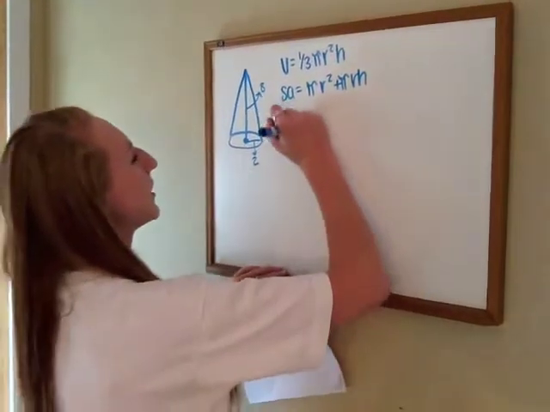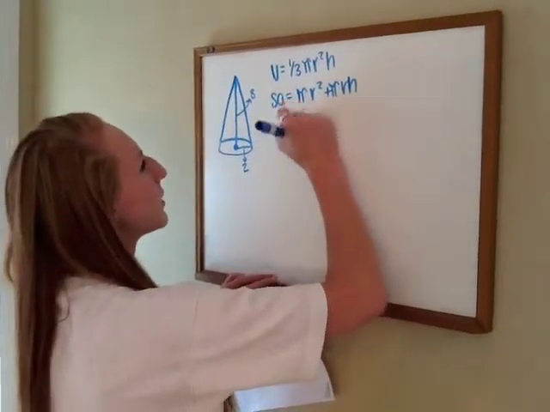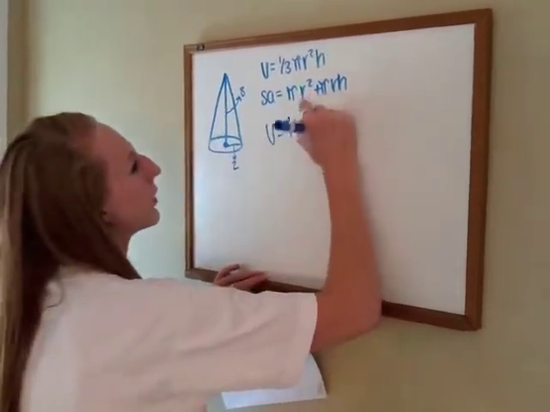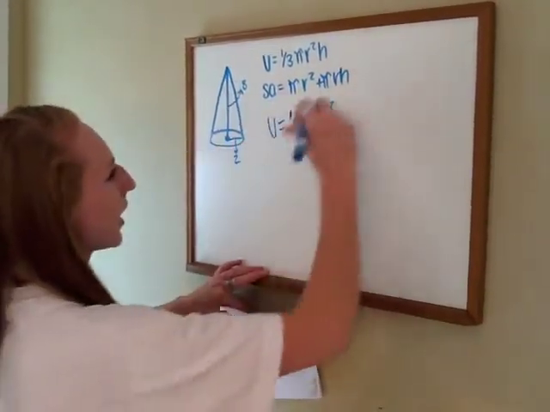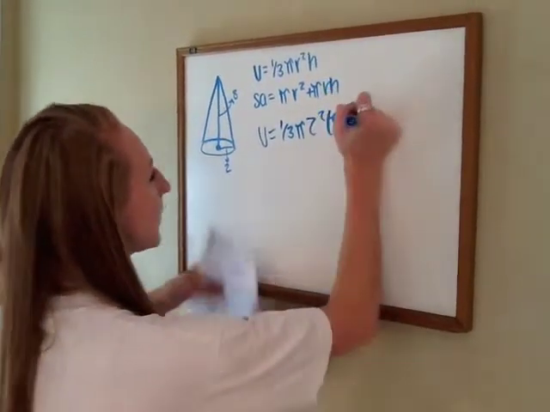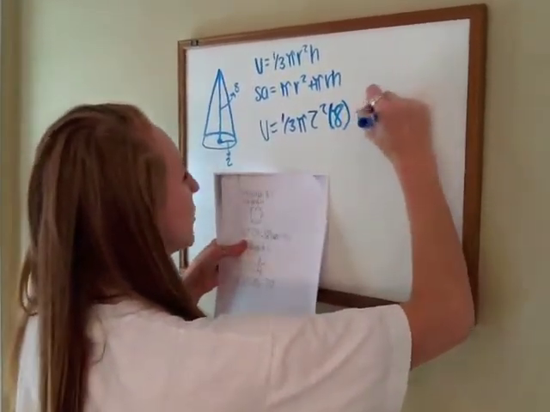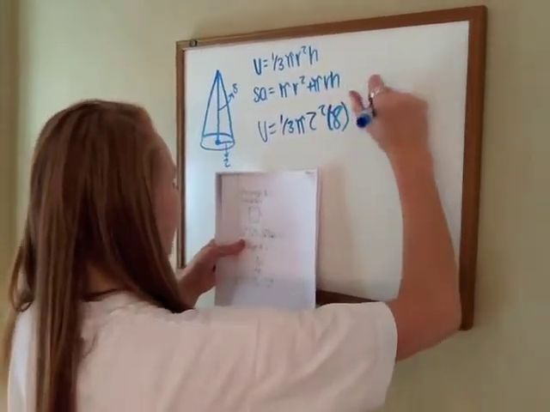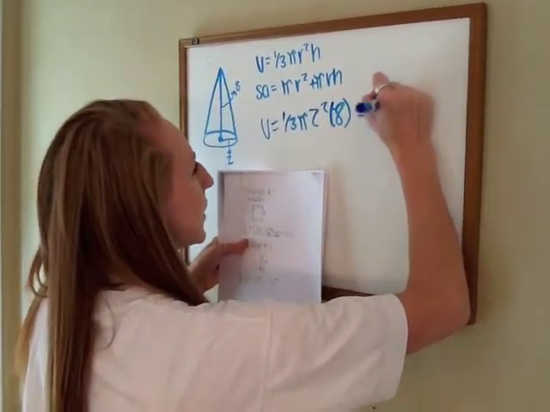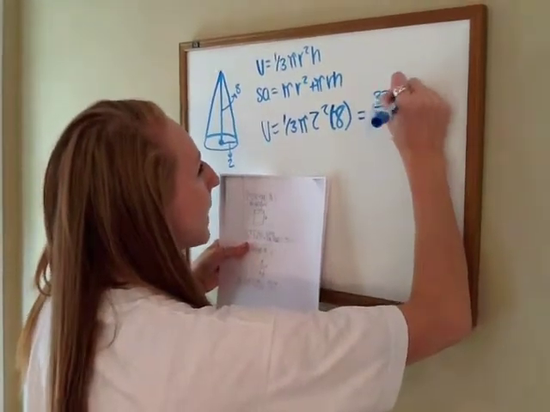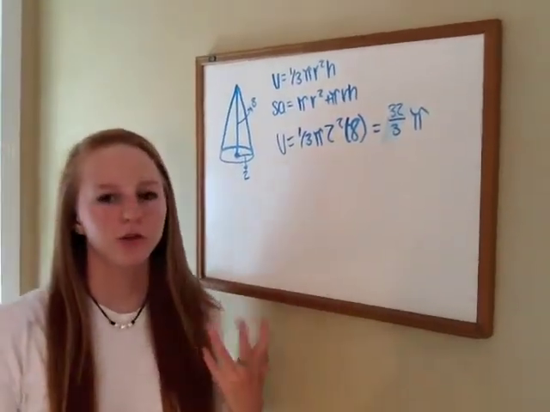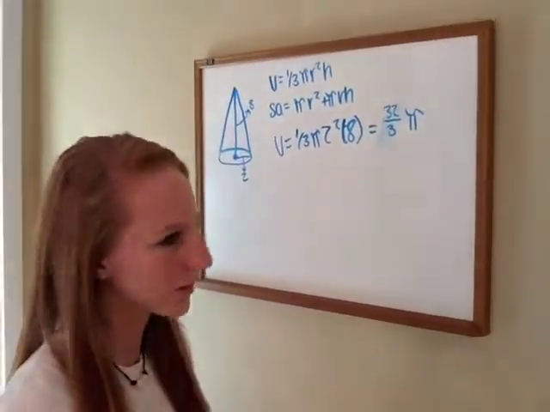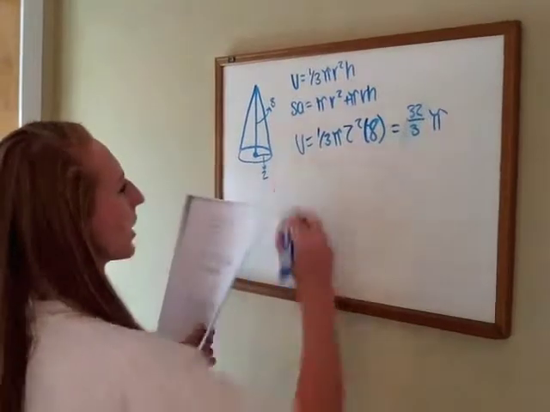Anyway, this one is going to be volume equals 1/3 pi, and then the r I've given you is 2 squared times the height, which I put as 8, and that is going to equal 32 over 3 pi. And yet again, you can either put your answers in terms of pi or in terms of decimals. I always use pi because that's what Coach Williams uses, and that's what we use in class.